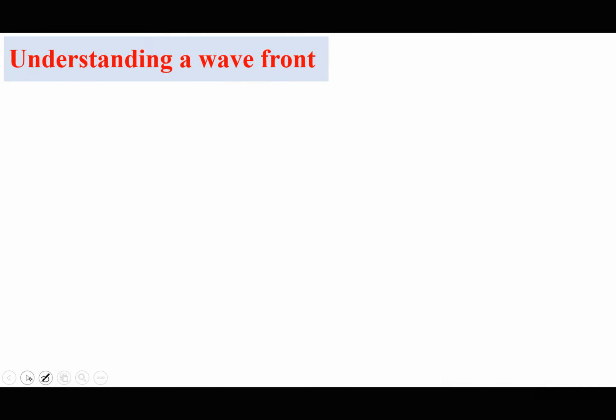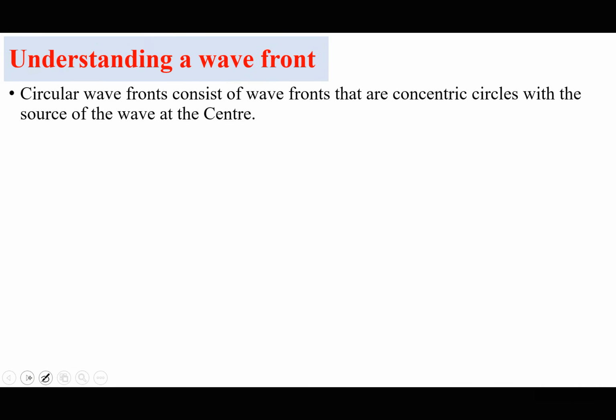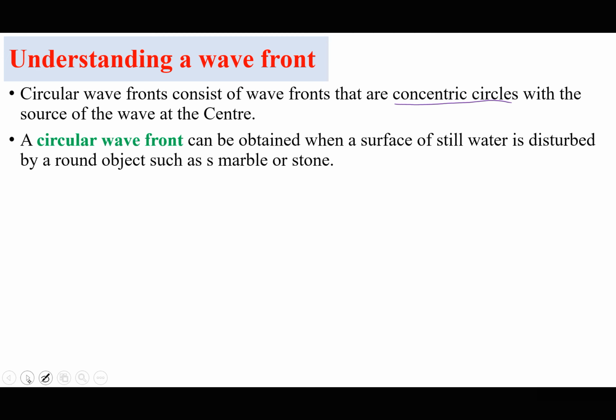So when we talk about circular wavefronts, these consist of wavefronts that are concentric circles with the source of the wave at the center. Those are circular wavefronts. And a circular wavefront can easily be demonstrated at home. You can just drop a circular object into a basin of water. A circular wavefront can be obtained when a surface of still water is disturbed by a round object such as a marble or a stone. You'll see circular wavefronts being formed.